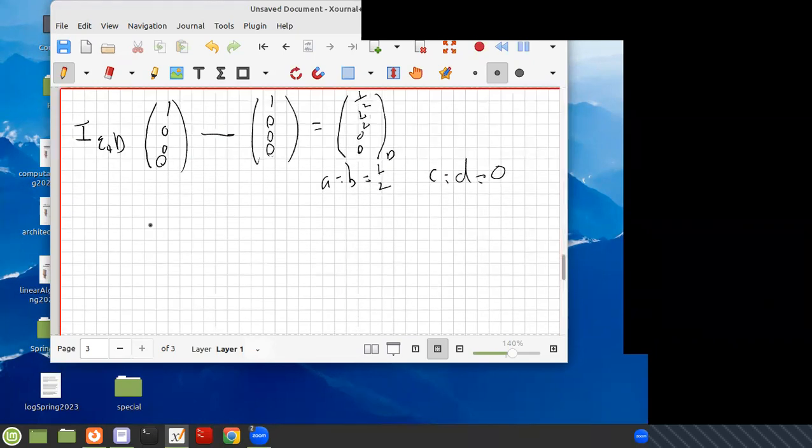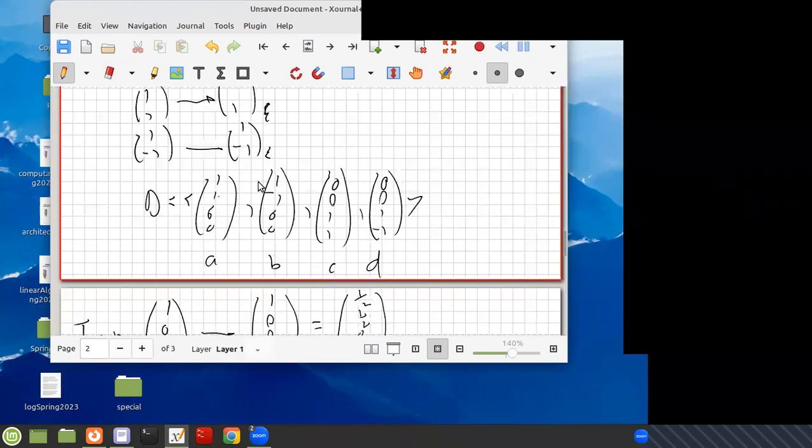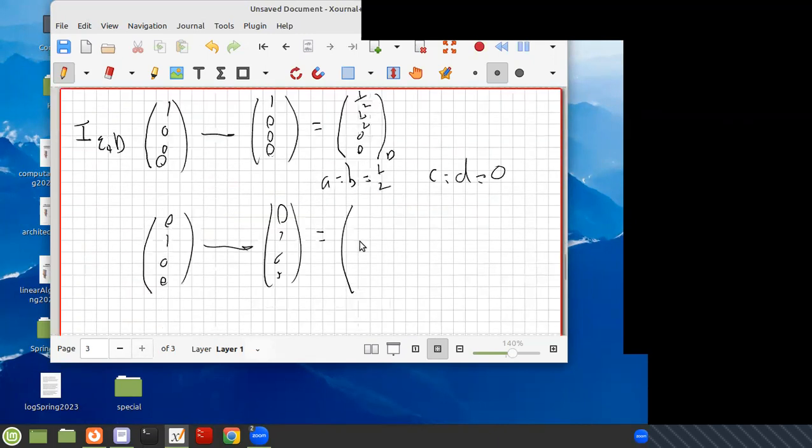Okay, and then we can sort of see how it's going to go. 0, 1, 0, 0 is going to go to 0, 1, 0, 0. And that's going to equal, well, again, we want to cancel off the first one. So we take B to be minus A. So the top ones will cancel. And on this one, since B is minus A, this will add. So the numbers are going to be 1/2, minus 1/2, 0, 0.